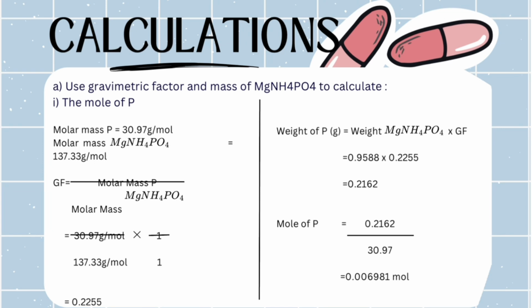So now we have GF and we need to find the mass of P in gram. We need to multiply GF with the weight of magnesium ammonium phosphate. So 0.9588 is the weight of magnesium ammonium phosphate times 0.2255, the GF, and we will get 0.2162 for the mass of P. To find mole of P, we need to divide the mass of P by the molar mass of P. So 0.2162 over 30.97 and we will get 0.006981 mole.